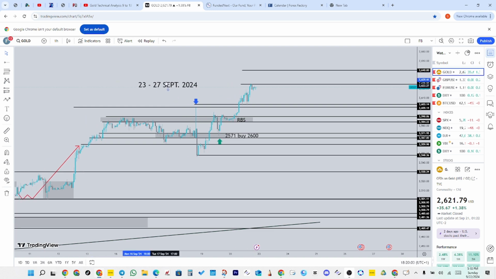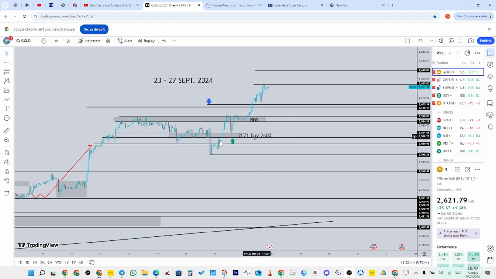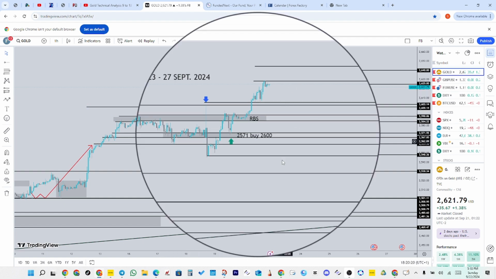We are looking at gold analysis for this week, 23rd to 27th of September 2024. So far we have seen the gold market having an all-time high around 2625.21, so plus or minus 2625. That is the all-time high of gold so far. And I want us to take note of what is happening initially.